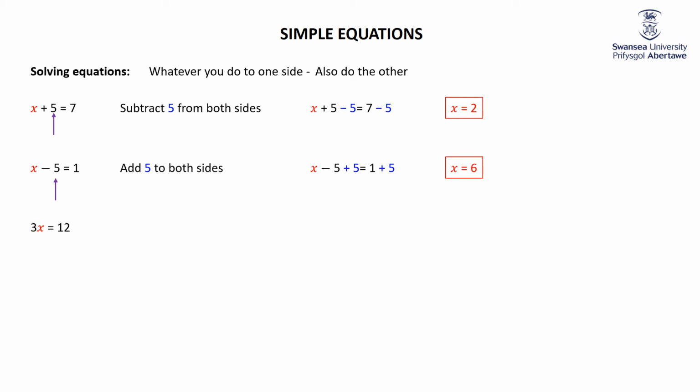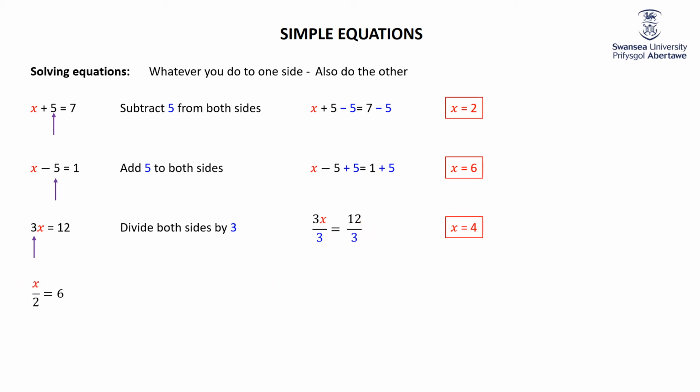3x equals 12. What is it that's affecting my knowledge of x? Well, it's that nasty little 3 there. Now that's 3 times x. How do I get rid of a 3 times? I divide by 3. So if I divide both sides by 3, I get 3x over 3 equals 12 over 3. Thus x equals 4. Okay, the 3s here cancel out on the x. 12 over 3 is 4.